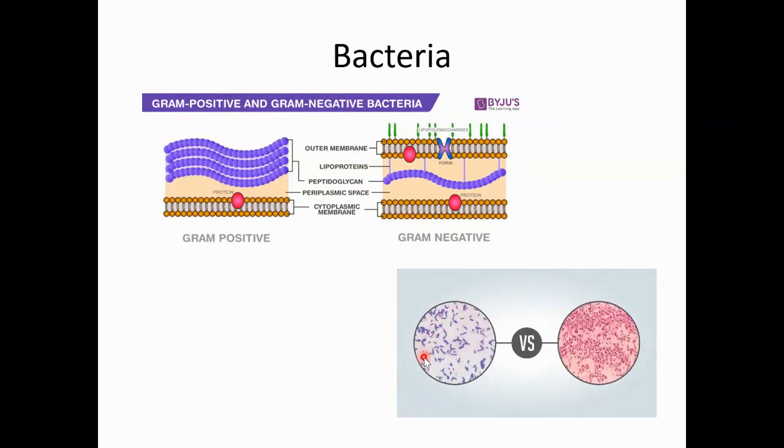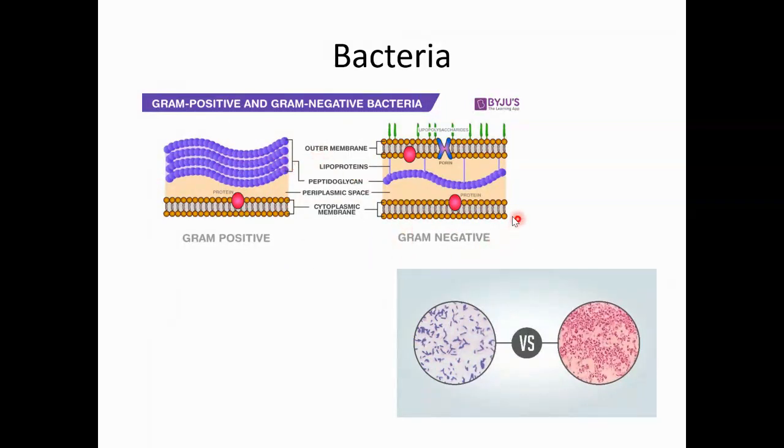Gram-negative bacteria do not retain the crystal violet dye when the gram staining process is done, but the gram-positive bacteria do retain the violet dye. So here we have gram-positive bacteria, and here we have gram-negative bacteria. A couple differences: the gram-positive have this peptidoglycan wall right here, which is what retains the dye. So it looks violet. It retains the violet dye.